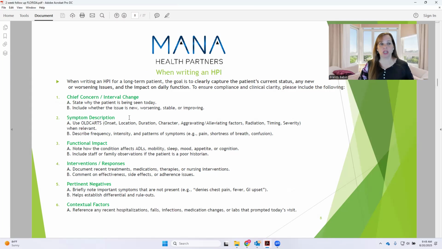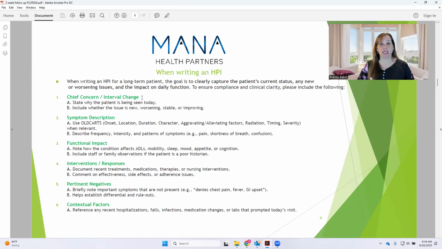So I want you to make sure that you're addressing an HPI for what it is. It is not a novel. You don't need a paragraph for everything that's going on. But what you do need is to have information on what's going on with the patient. So any chief concern or interval change, I don't want your initial chief complaint to be follow-up. I don't want it to say monthly evaluation. There is a reason you're seeing this patient, a medically necessary reason.